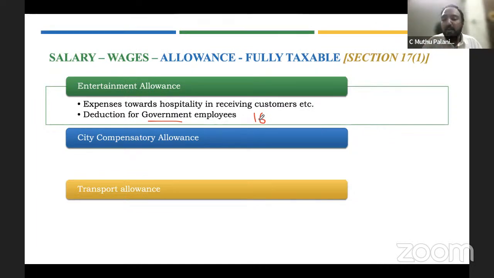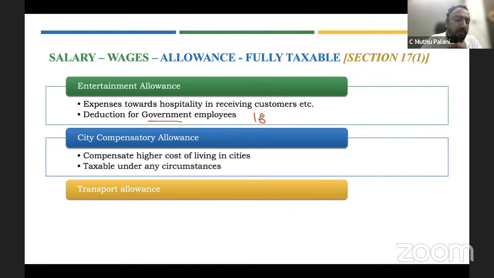When you're a private employee, no, nothing. It is fully taxable. Whatever you're receiving as entertainment allowance is straight away taxable. Next one is city compensatory.